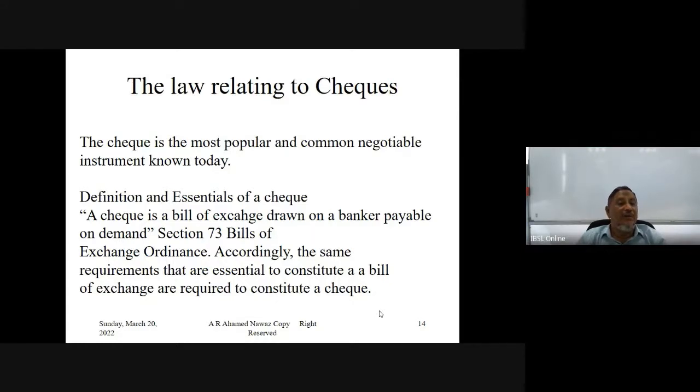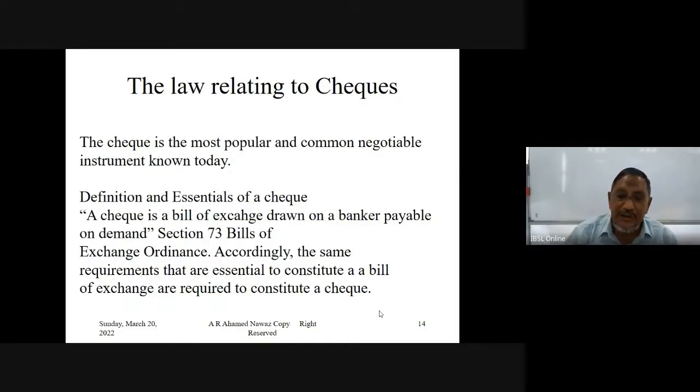So what is the requirement for a bill of exchange? It will be applicable for cheques also. The definition: a cheque is a bill of exchange drawn on a bank, payable on demand. Section 73 of the Bill of Exchange Ordinance. Accordingly, the requirements that are essential to constitute a bill of exchange are required to constitute a cheque.